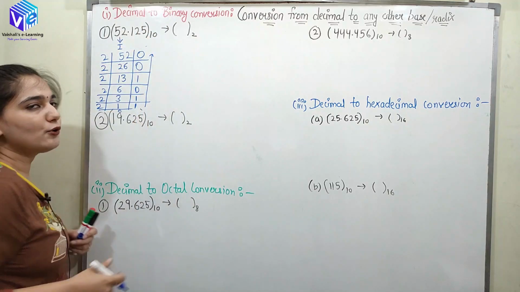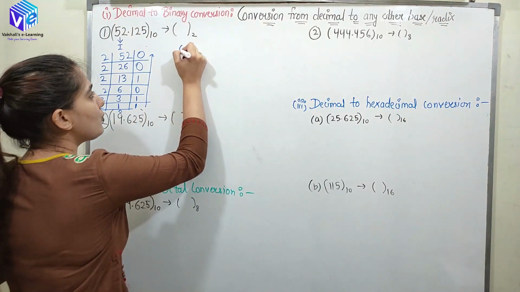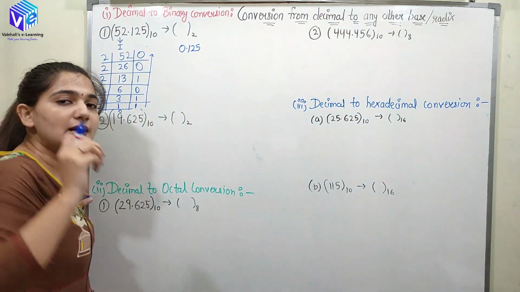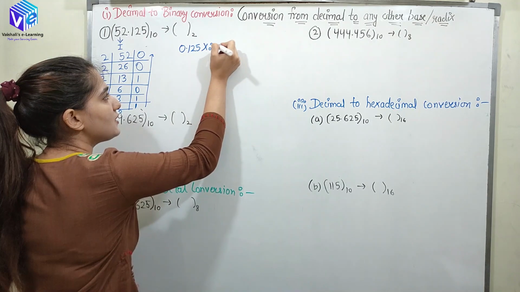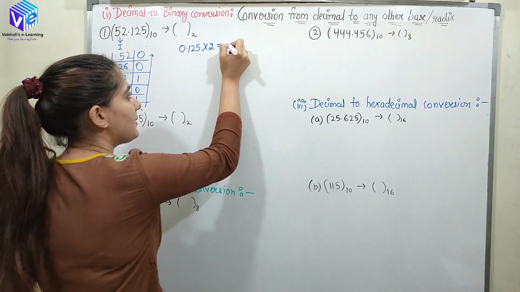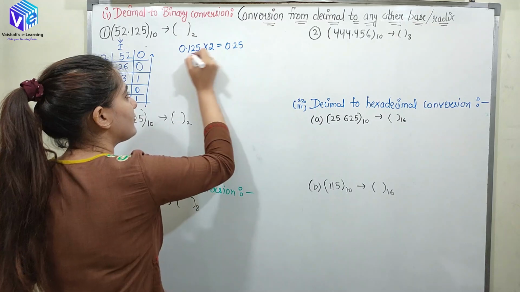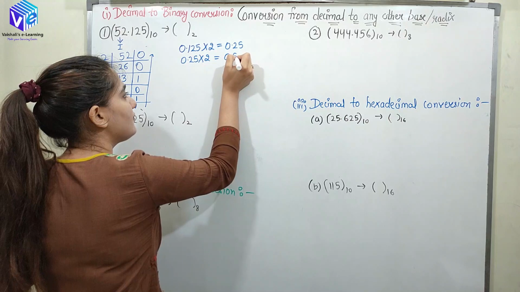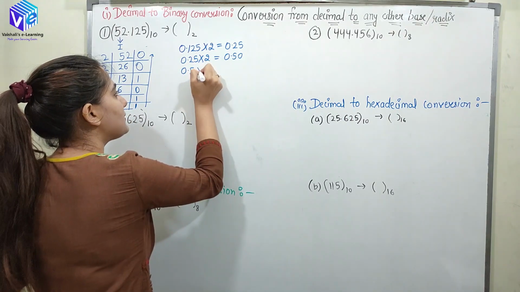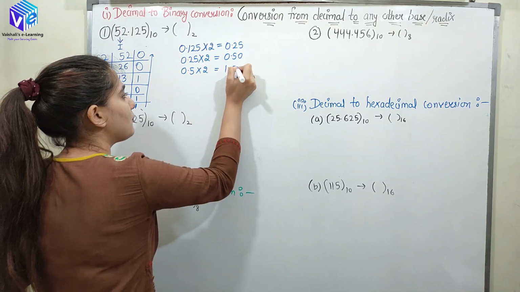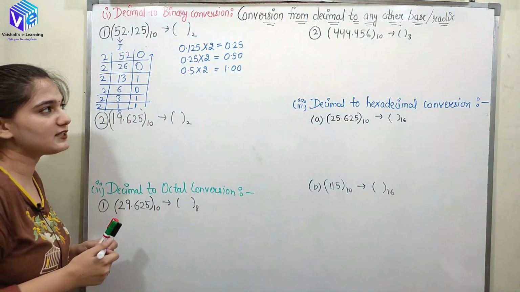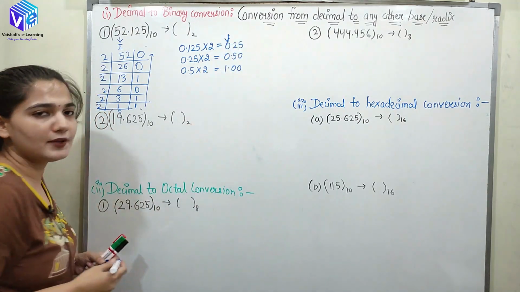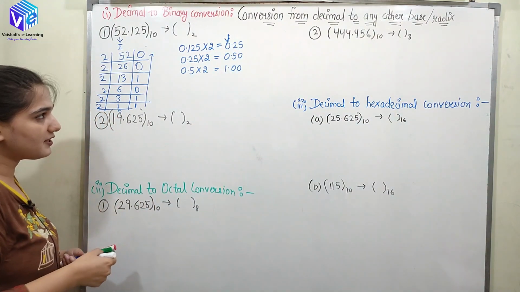Now we will talk about the fractional part, which is 0.125. I have to multiply it with the given base b. When 0.125 is multiplied with 2, I get 0.25. Now 0.25 multiplied with 2 gives 0.50. Now 0.5 multiplied with 2 gives 1.00. Because now the fractional part is 0, I have to stop and I take all of the integer digits starting from the first integer.